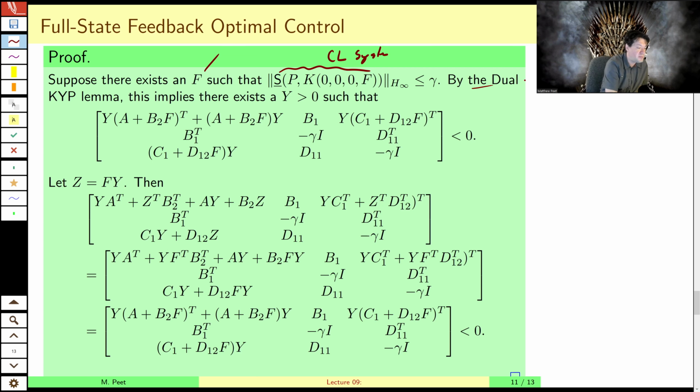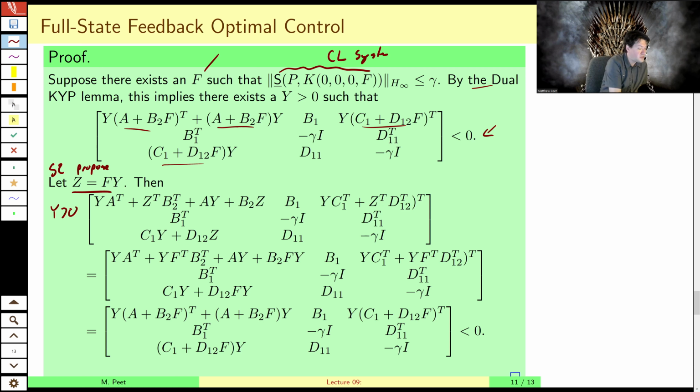Well, by the dual KYP lemma, right, we just apply the dual KYP lemma to a closed loop system. There's our C's. Well, then this must be satisfied, right? This inequality must be satisfied by the dual KYP lemma. Okay, so if that's satisfied, well, let's propose a solution to the LMI that we're proving now. So propose step 2, propose a variable z, which is this, and we keep our original y greater than 0.